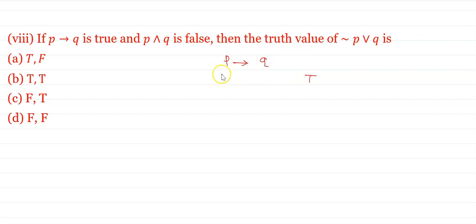But if P is F and Q is T, then it means that the given statement is true. And next, what does it say? That is P and Q.